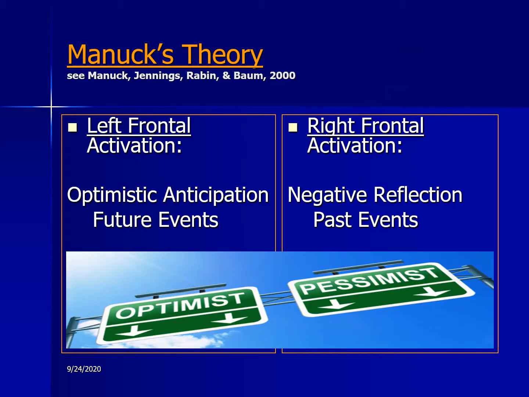Manic's theory is worth mentioning here. Here, left frontal activation for Manic was associated with optimistic anticipation of future events, whereas right frontal activation was associated with negative reflection on past events or failures or insults, those types of things. And you all can appreciate that some folks ruminate or tend to stick on certain views, either negative reflection or optimistic anticipation.